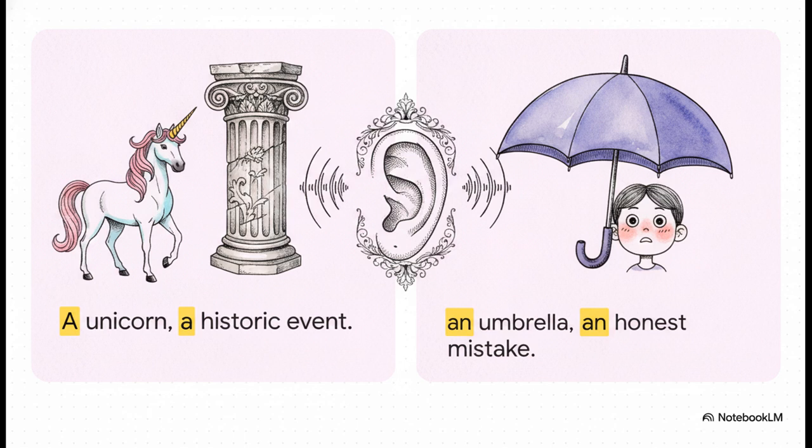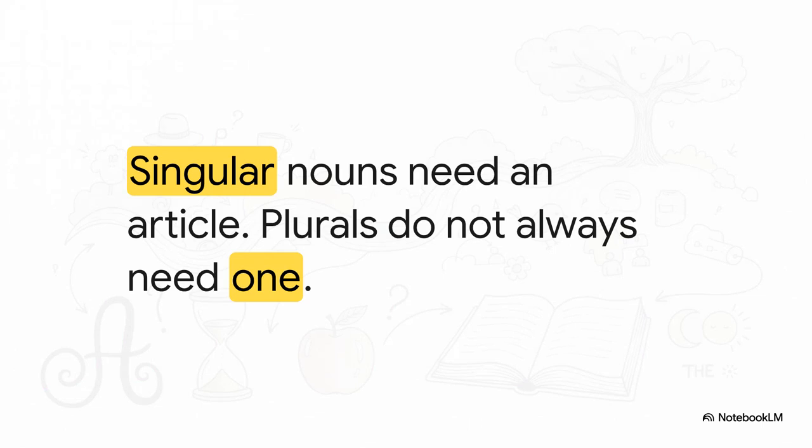And what about an honest mistake? Well, the H there is completely silent, which leaves us starting with an O vowel sound. So the biggest takeaway here, always trust your ears, not your eyes. So how do we actually use these indefinite articles in context? Well, the baseline rule is that a singular common noun always requires an article.